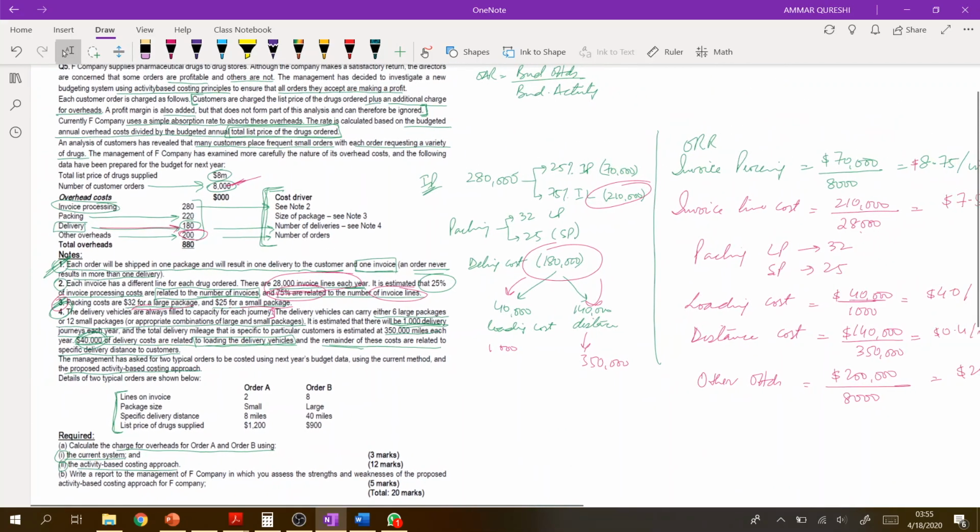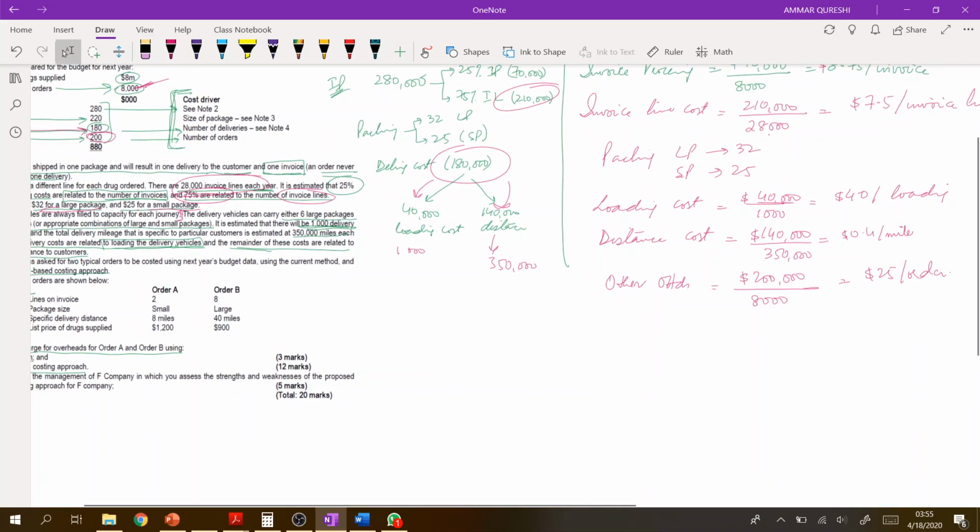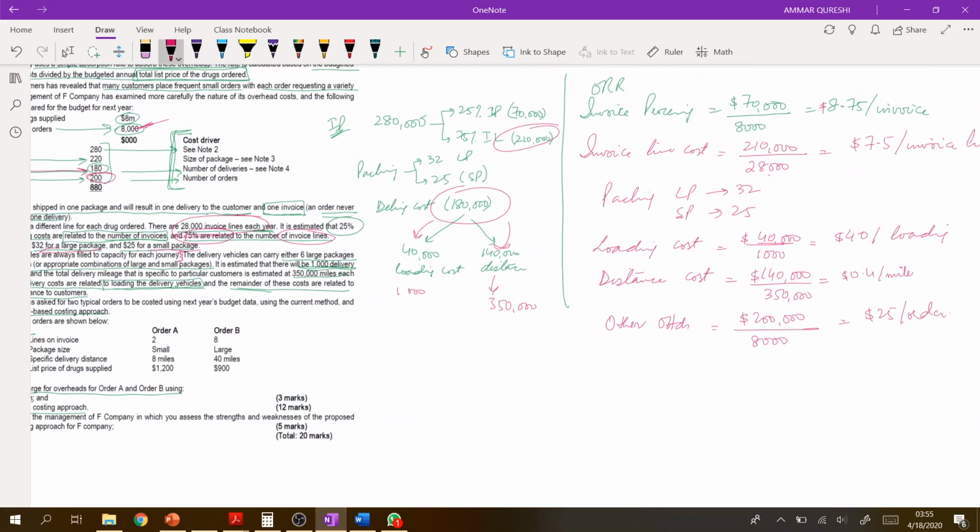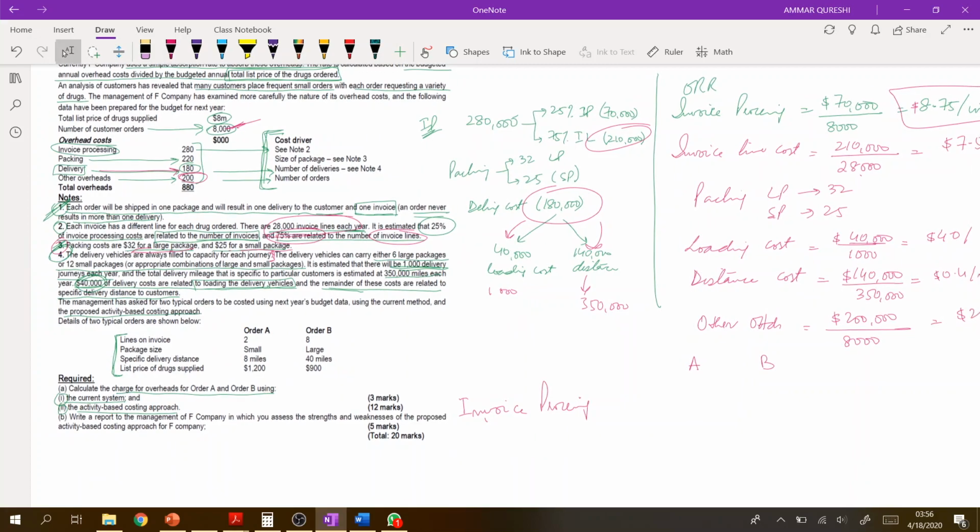Now we have to calculate overheads that will be distributed to order A and order B, right? So for order A and order B, first of all, we have to start with invoice processing cost, right? Now, what will be the invoice processing cost? Invoice processing cost is 8.75 per invoice, right? So, how much cost will you allocate to order A? Think.